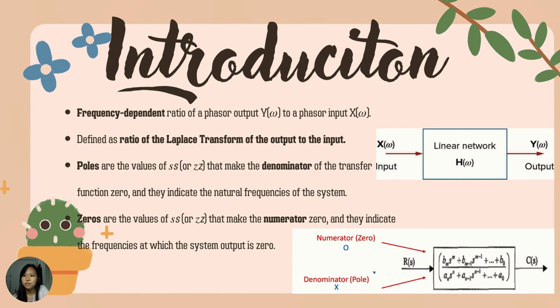It shows the poles of the transfer function are the values that make the denominator of the transfer function zero, and they indicate the natural frequencies of the system, whereas the zeros are the values that make the numerator zero, and they indicate the frequency at which the system output is zero.